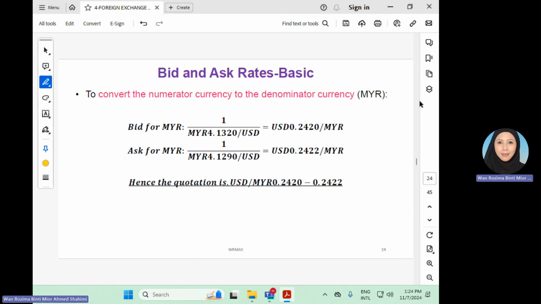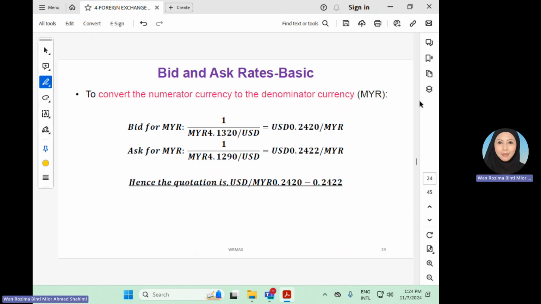To convert the numerator currency to the denominator currency, again, it's a reciprocal: 1 over the currency. However, a common mistake is this. Can you check the previous slide? 4.1290 we marked as bid price, but what about the ask price? Pay attention to this. Do you understand what I'm saying?